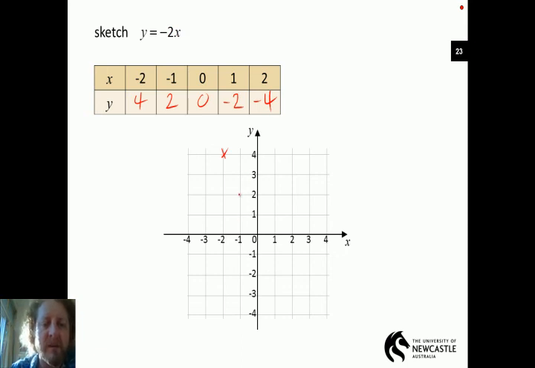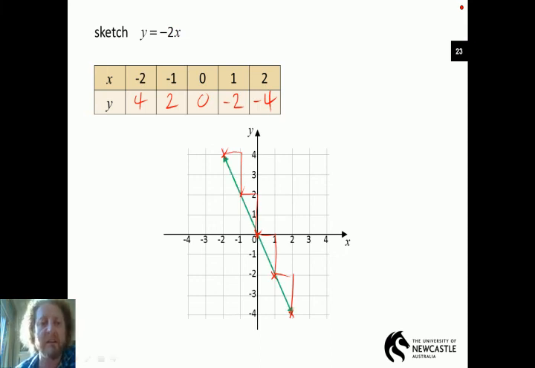An x of minus 1 and a y of 2. An x of naught and a y of naught. An x of 1 and a y of minus 2. An x of 2 and a y of minus 4. You can see the gradient of minus 2 happening. For every 1 I've gone across, I've gone down 2. 1 across, down 2. The very definition of a negative gradient.